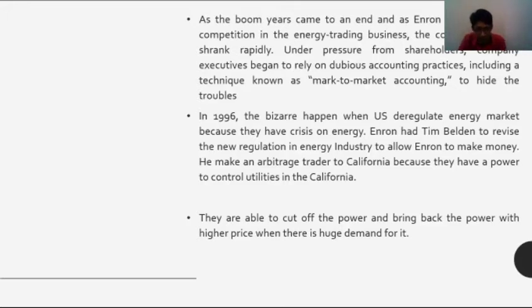He made arbitrage trades in California because they had the power to control utilities in California. They were able to cut off the power and bring it back at a higher price when there was huge demand for it. So basically, Enron also wanted to control the energy in California, because Enron saw the opportunity in California.